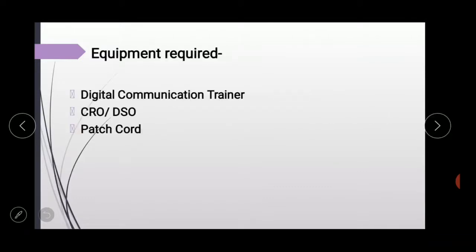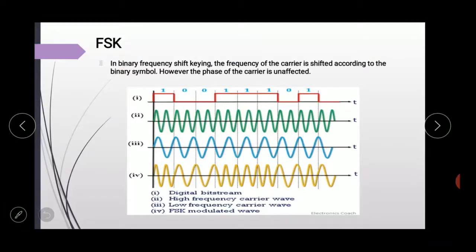Equipment required for this experiment are digital communication trainer, CRO or DSO, and patch cords. Let's discuss the theory part of this experiment.